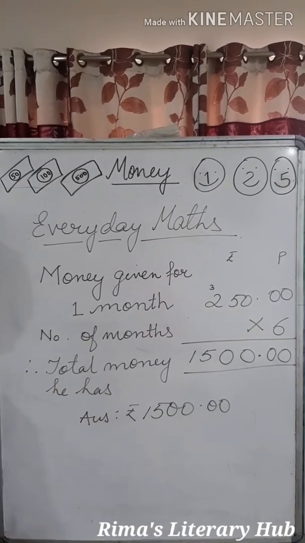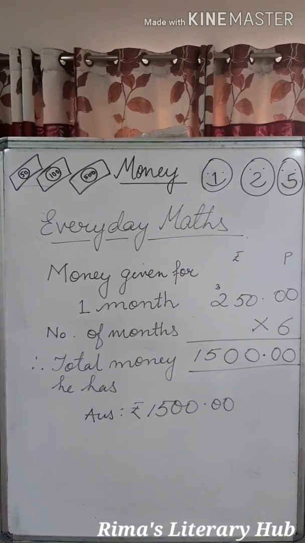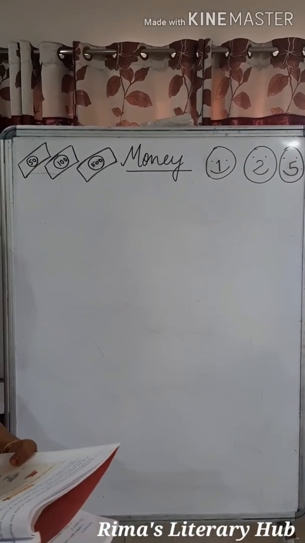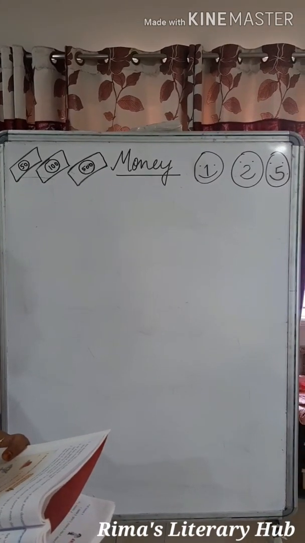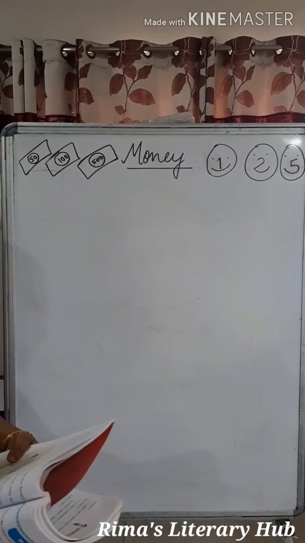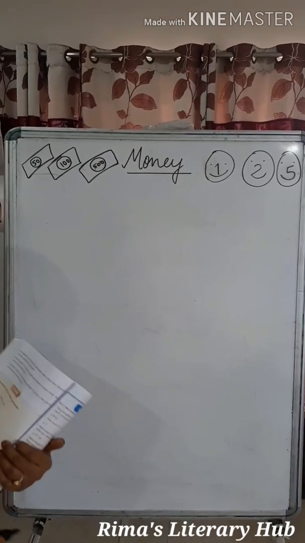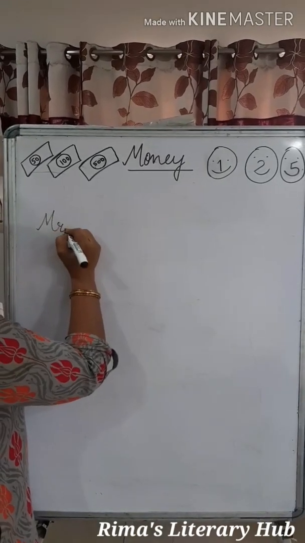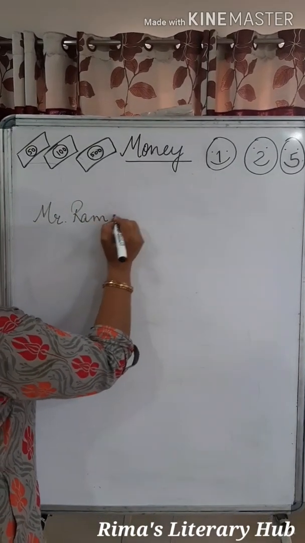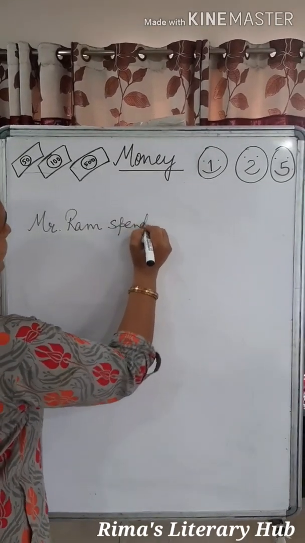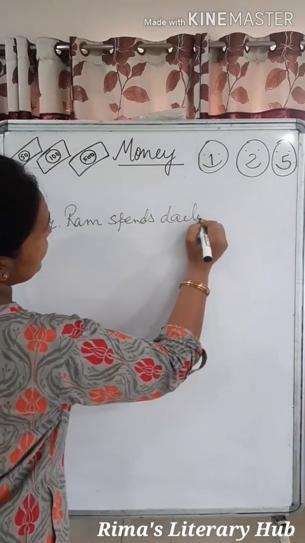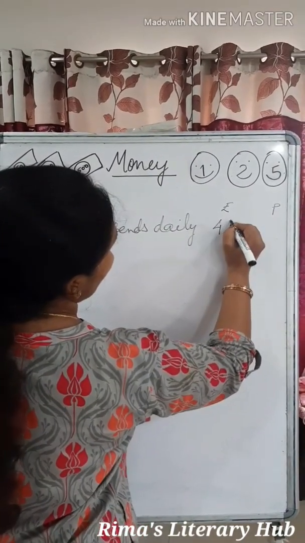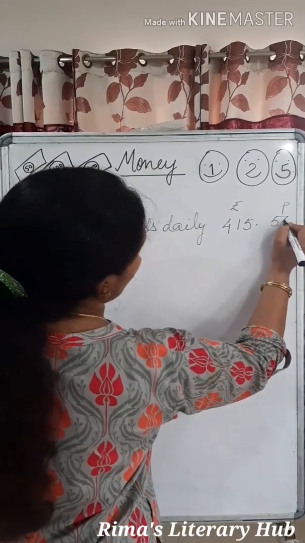So this was your multiplication. One more example will do from multiplication. Mr. Ram spends rupees 415 and 50 paise every day. If he spends equal amount of money every day, how much will he spend in 6 days? So daily, how much does Mr. Ram spend? Mr. Ram spends daily. Don't forget to put the sign. 415 rupees 50 paise.